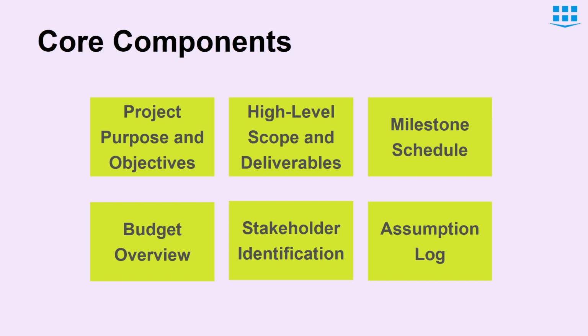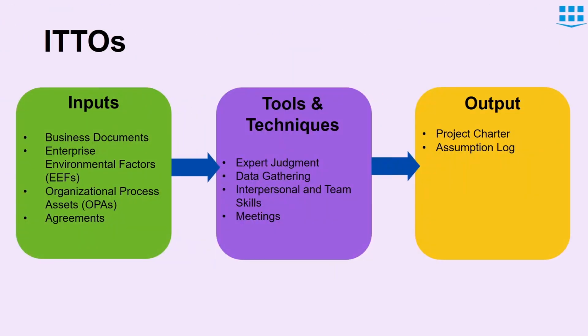Now let's see the inputs, tools and techniques involved in the creation of the project charter. Here in inputs we have business documents, enterprise environmental factors, organizational process assets and agreements. These documents are required to create the project charter because they give the details of a project. Next is tools and techniques. In tools and techniques we have expert judgment, data gathering, interpersonal and team skills and meetings. Here the outputs are project charter and assumption log. Now we will discuss all these ITTOs in detail.